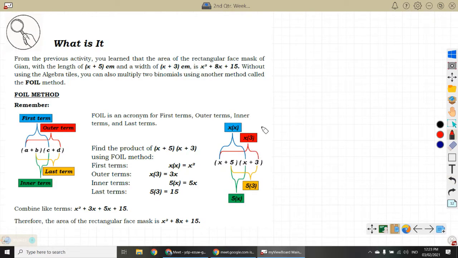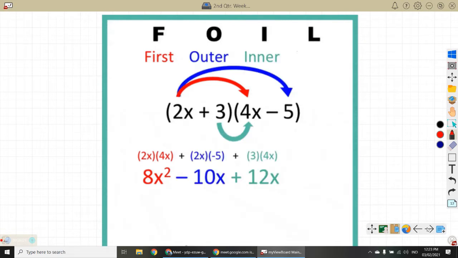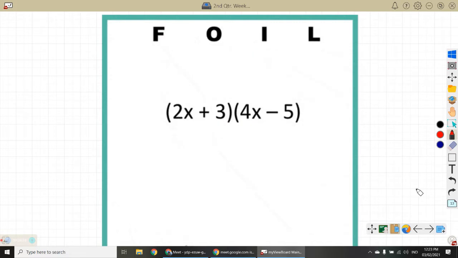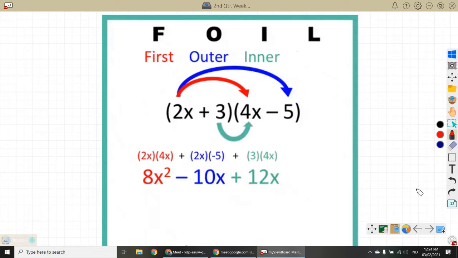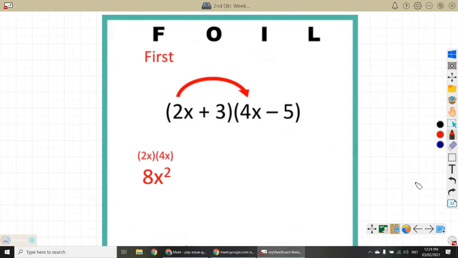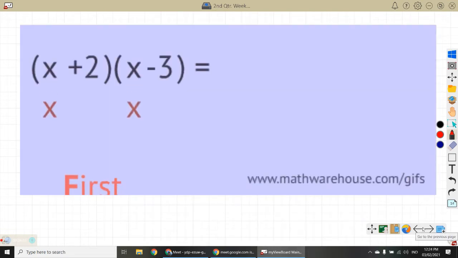So, ayan, yung kanina, yung FOIL method. First to first. Okay, pakita ko pa dito, mas malinaw. First term, 2x times 4x is 8x squared. Second term, outer, inner, and then last term. Combining, you have 8x squared plus 2x minus 15. Okay? Ulit. Ito pa.